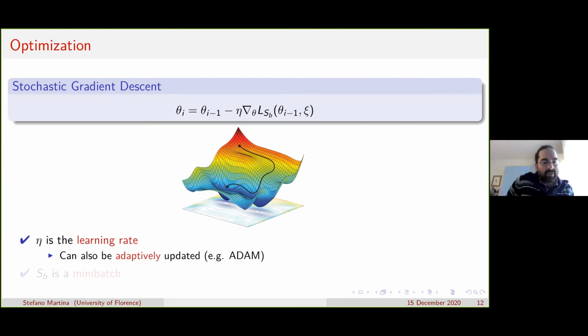The length of the steps is controlled by the learning rate eta, that can also be adaptively updated during the training using methods like, for instance, Adam, that we use in our experiment. Also, we don't use all the training data set to perform the descent step, but we iteratively use small parts of it that we call mini batches.